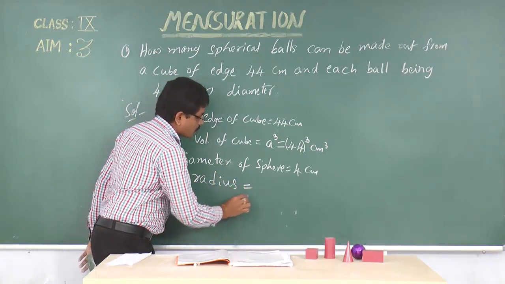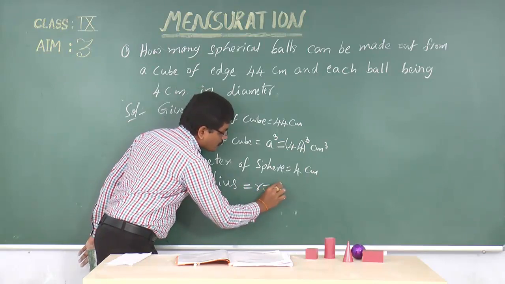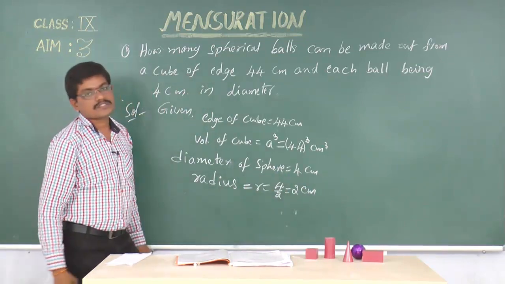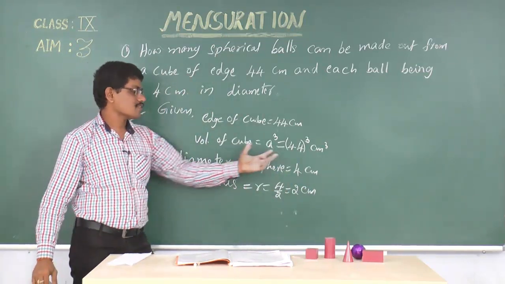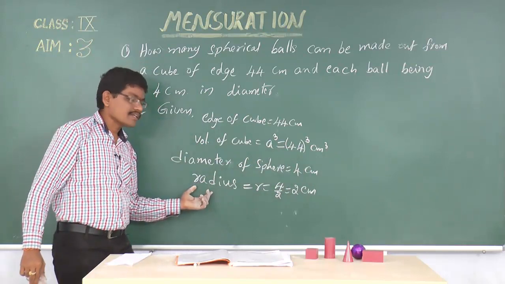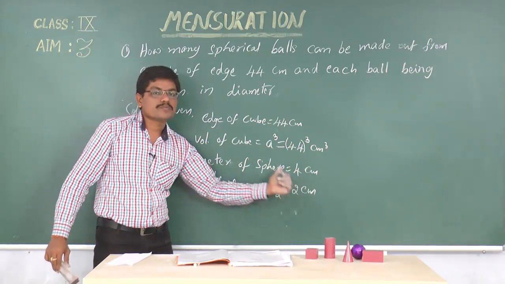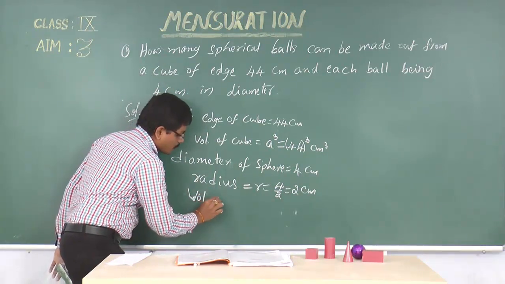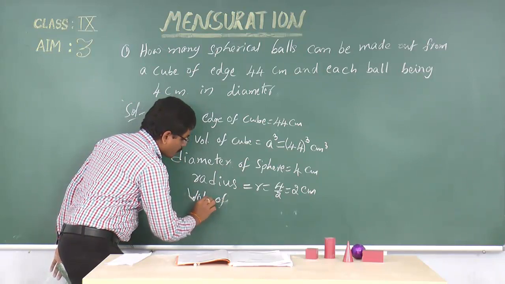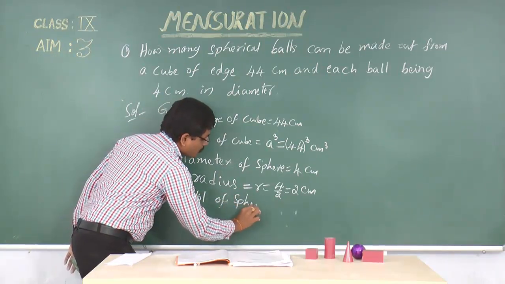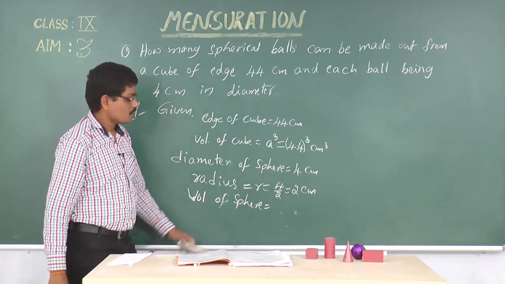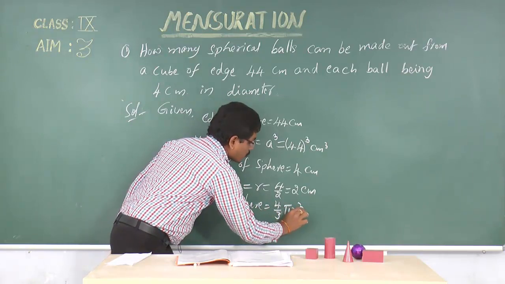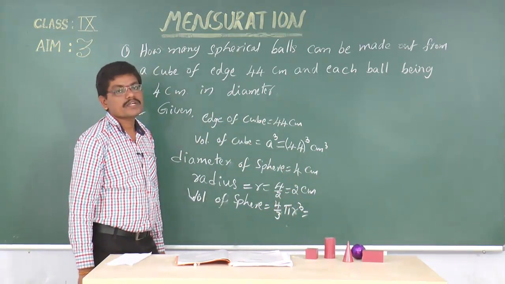Radius r is equal to 4 by 2, that equals 2 centimeters. So given that the diameter is 4, from that we are finding the radius. Radius equals 2 centimeters. Then the volume of a sphere. The formula for the volume of the sphere is 4/3 pi r cube.